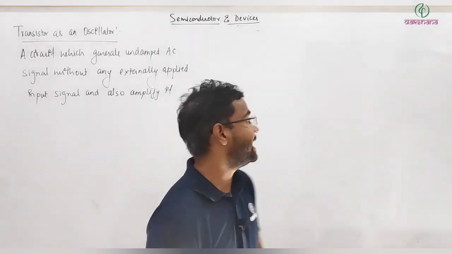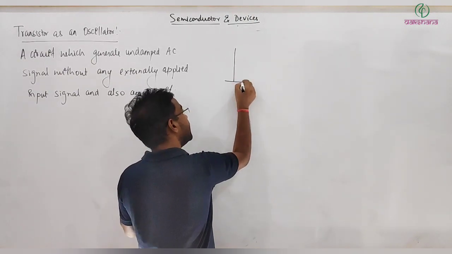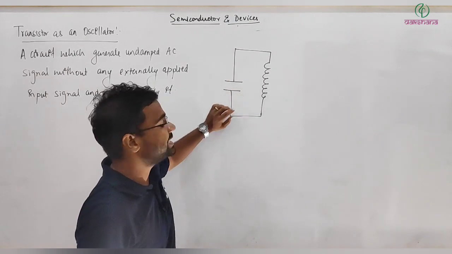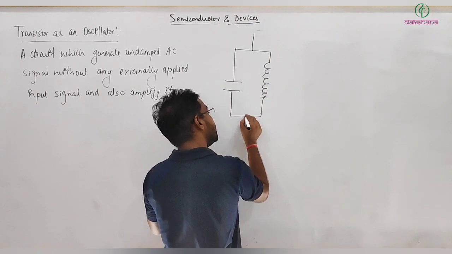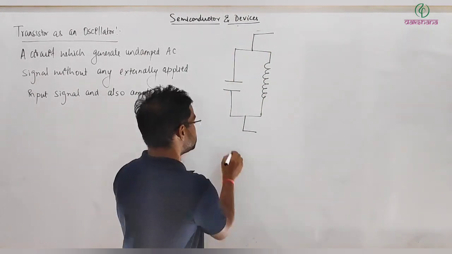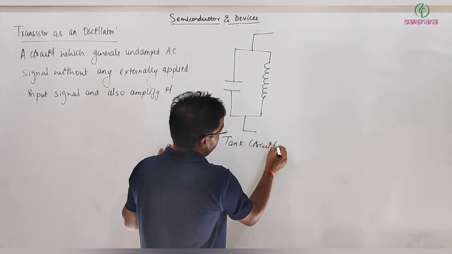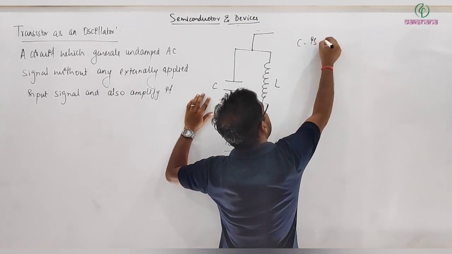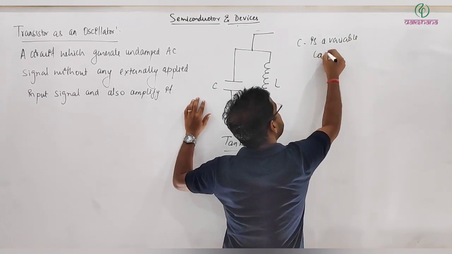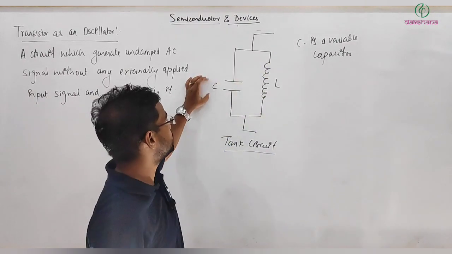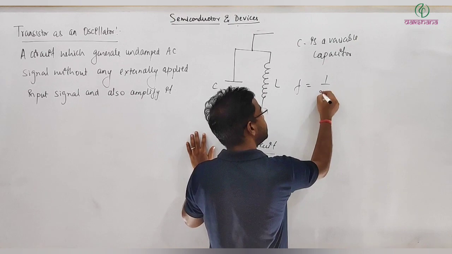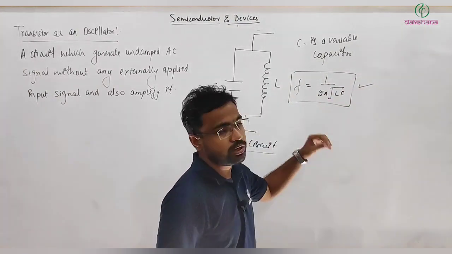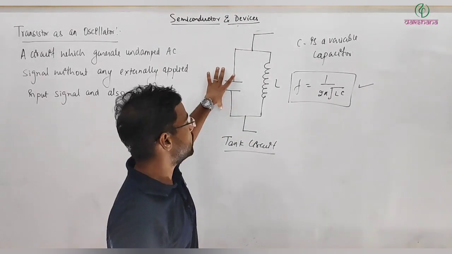We have seen in an earlier chapter that there is an LC oscillator circuit. If we have one capacitor and inductor connected this way, and some energy is given to either the capacitor or inductor, then it keeps on oscillating and generates an AC signal. This is called a tank circuit. C is a variable capacitor, because if we want to change the frequency of this signal, we need to change C. The frequency of the signal generated is 1 by 2 pi under root LC. We can change C or L, but normally we keep a variable capacitor.